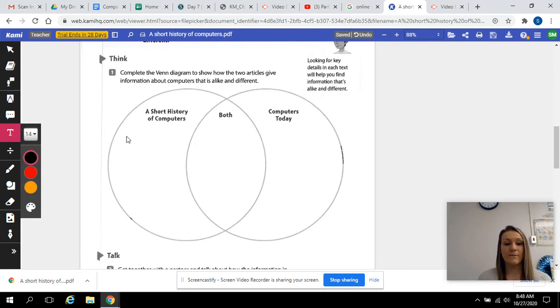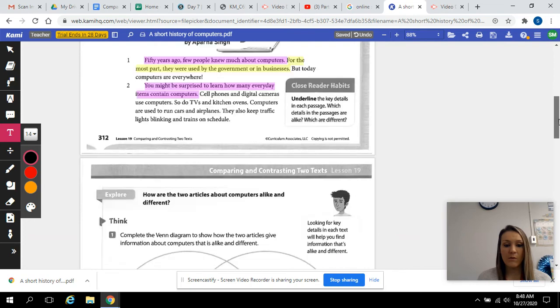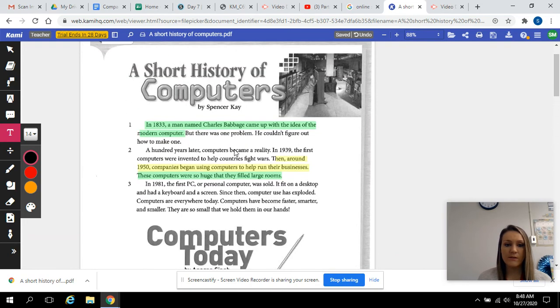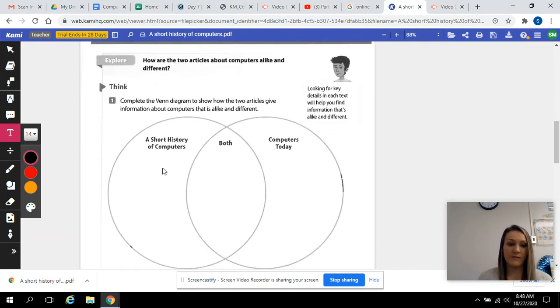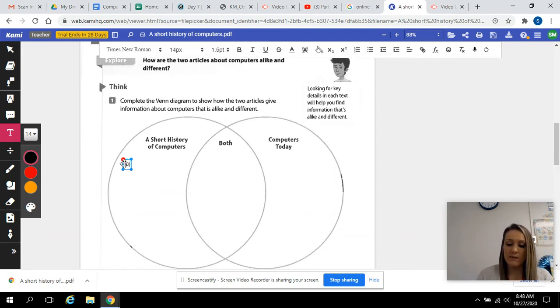So for example, let's go back up in my text. What was the difference in A Short History of Computers? Right here, in 1833, a man named Charles Babbage came up with the idea of the modern computer. That's a difference. So I'm going to put that right in here. Okay, there we go. We got a difference down.